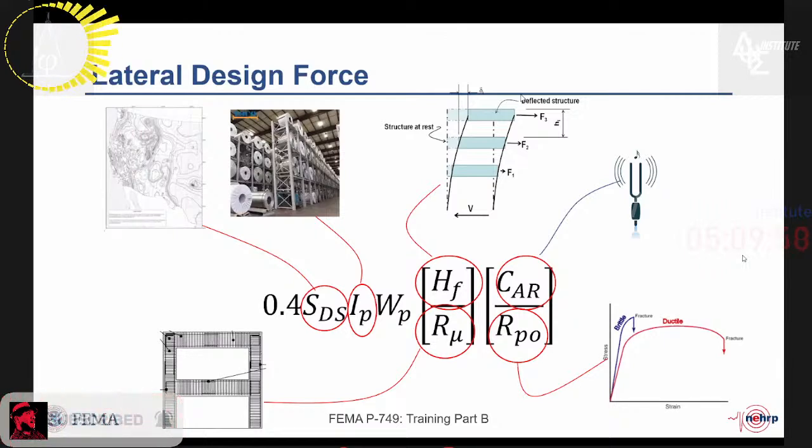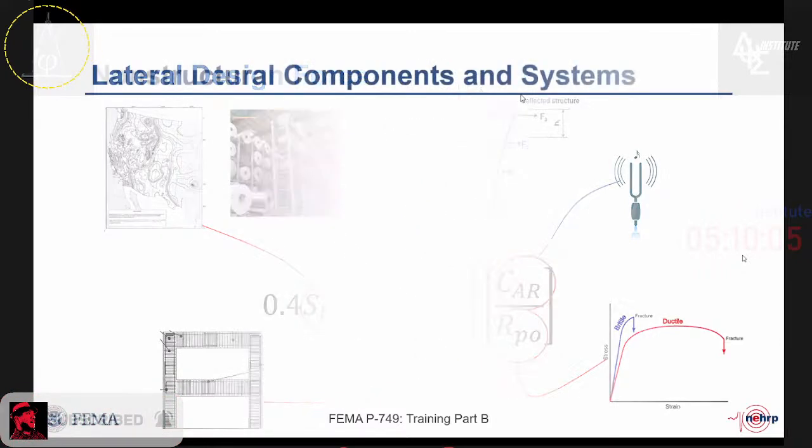This formulation contained in ASCE 7-22 will result in reduced seismic forces relative to that we experienced in ASCE 7-16 for many components and increased seismic design forces for others.